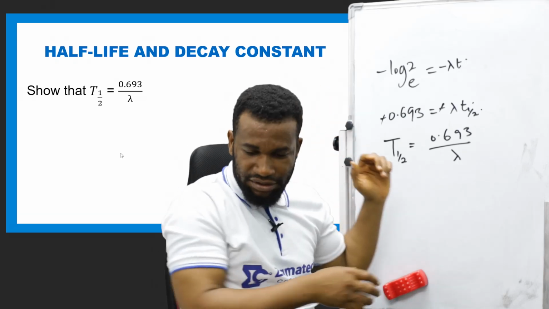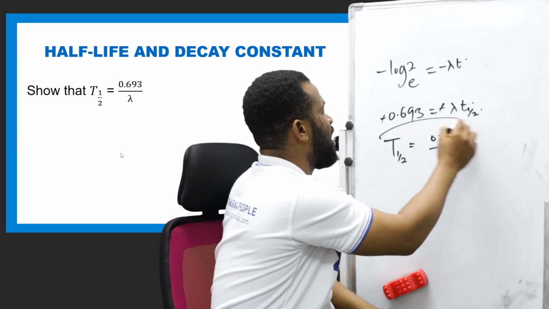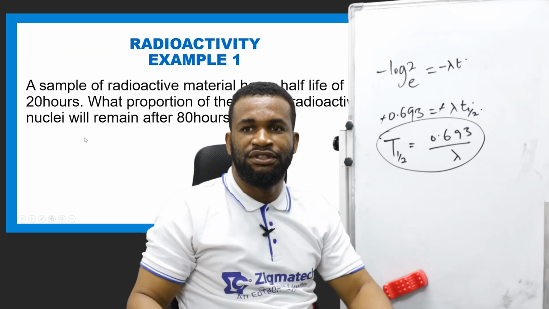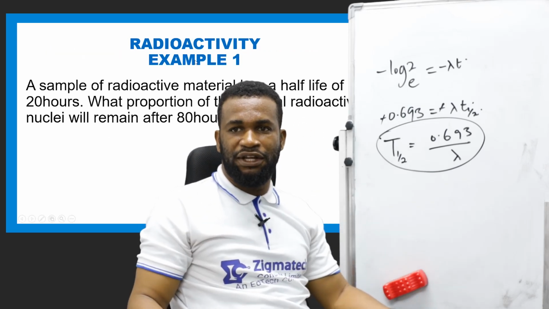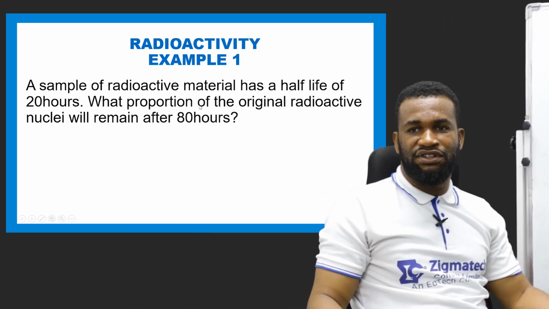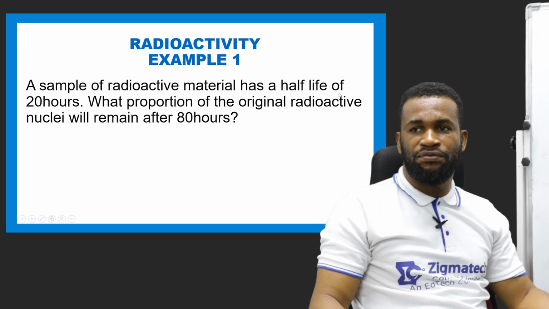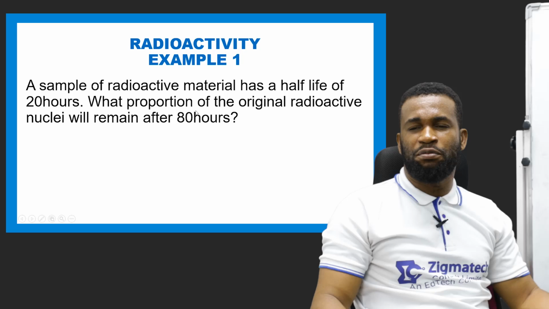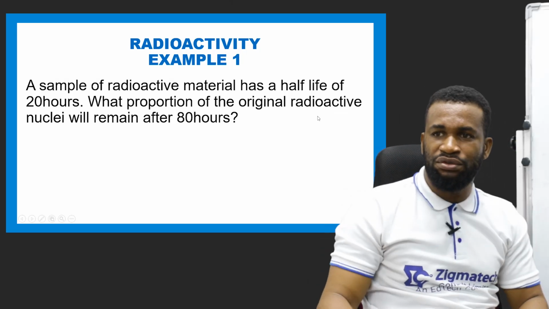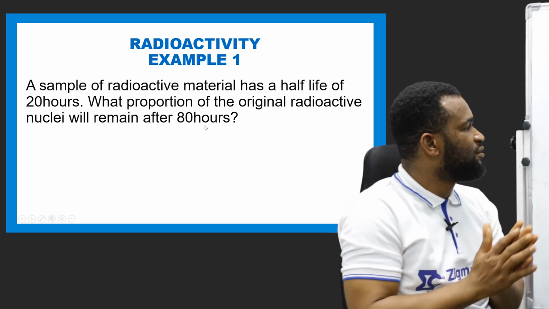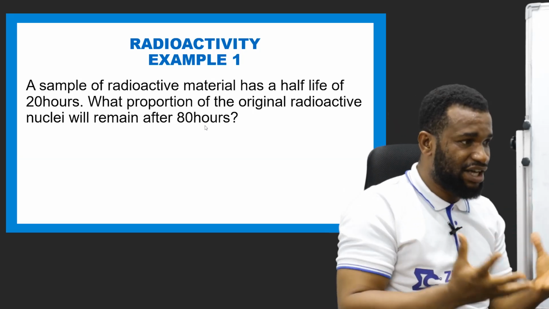Then we can also have other approaches to the solution as well. Now we have the first question here. We say a sample of radioactive material has a half-life of 20 hours. What proportion of the original radioactive nuclei will remain after 80 hours? What proportion will remain after 80 hours?